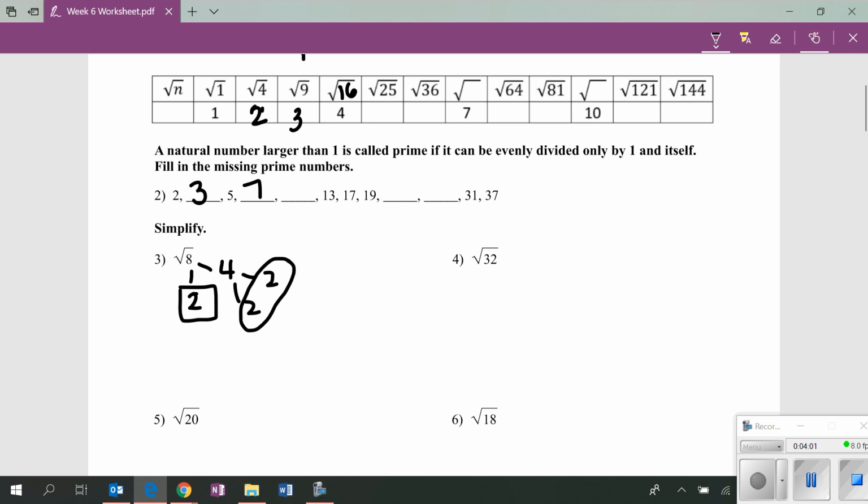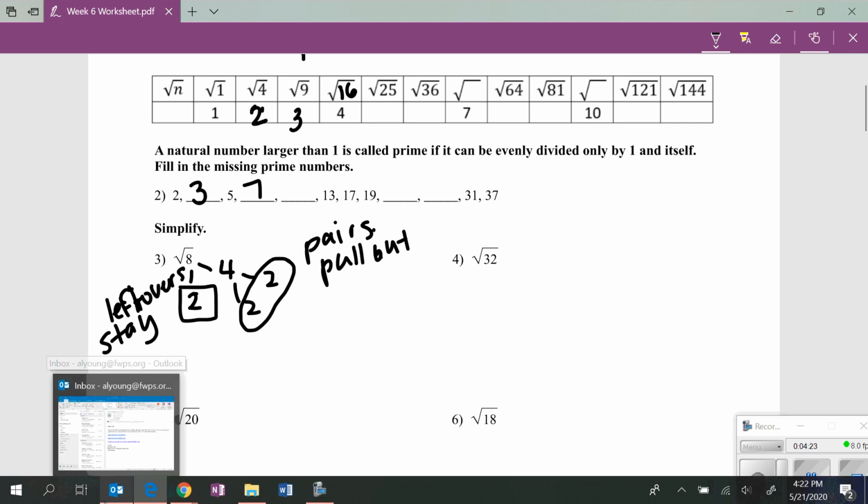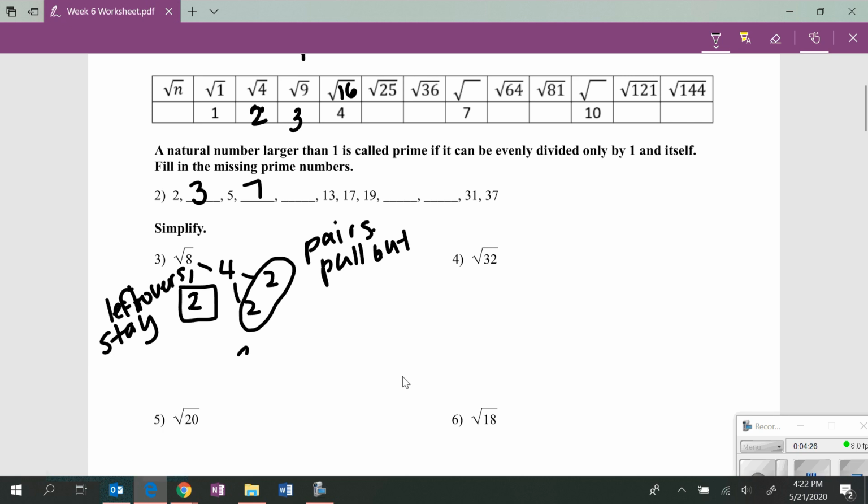Okay, so pairs pull out, leftovers stay. What I mean by this is that if you see a pair of numbers, it's going to come out of my square root, my radical, as just that one number. And if I have leftovers, I'm going to have that radical again with whatever was left over.